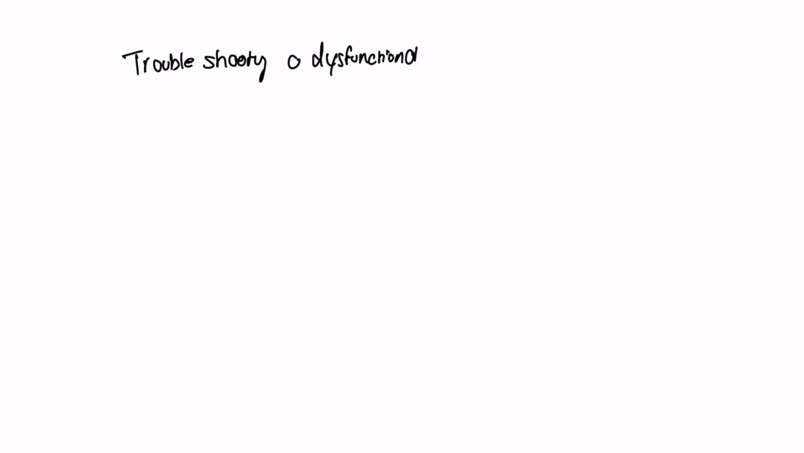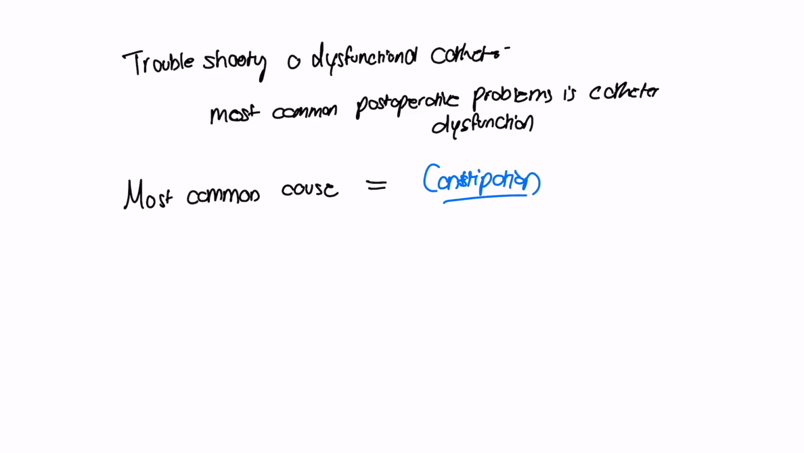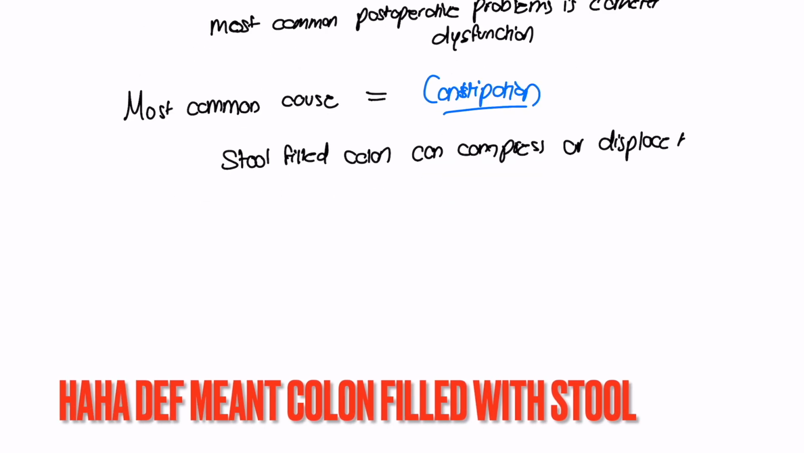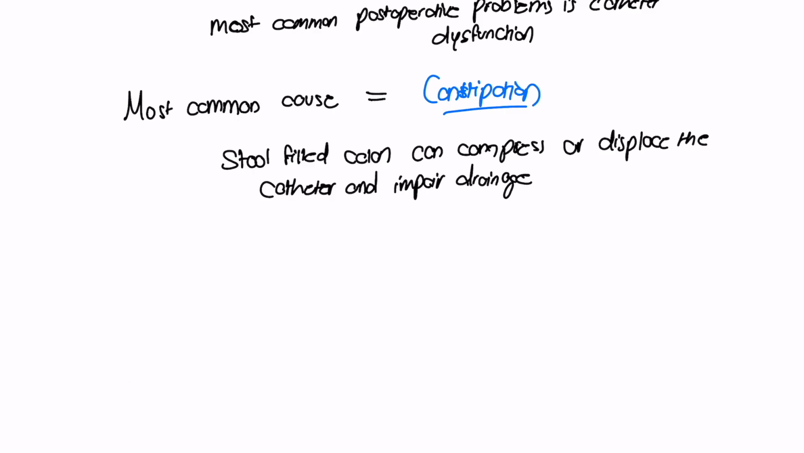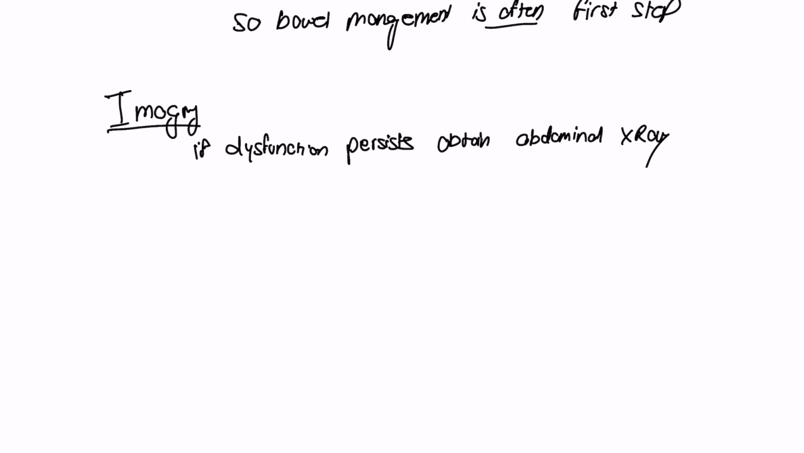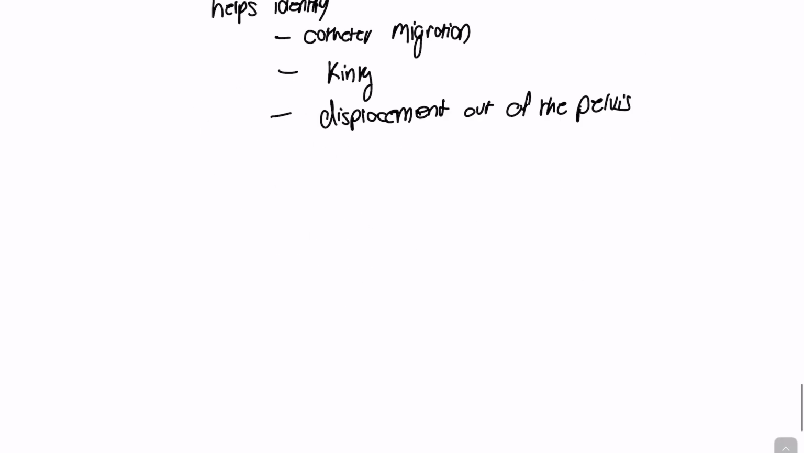Troubleshooting a dysfunctional catheter. One of the most common postoperative problems is a catheter that's dysfunctional. The most common cause is actually constipation. A stool-filled colon can compress and displace the catheter and impair drainage. So bowel management is often the first step for these patients. Next, let's look at imaging. If dysfunction persists, obtain an abdominal X-ray. This helps identify catheter migration, kinking, and displacement out of the pelvis.